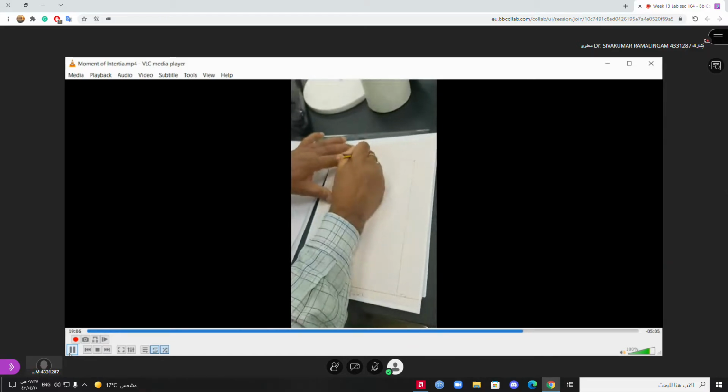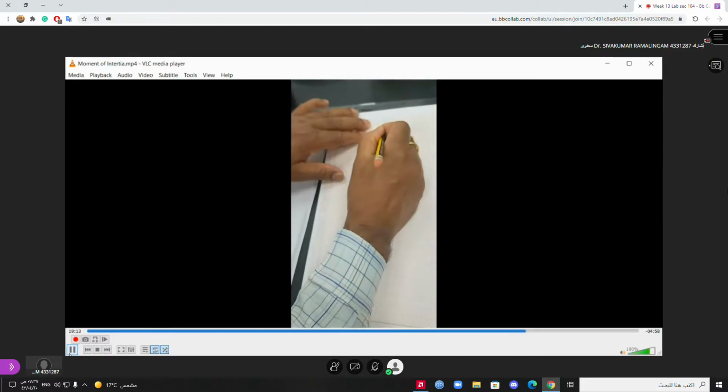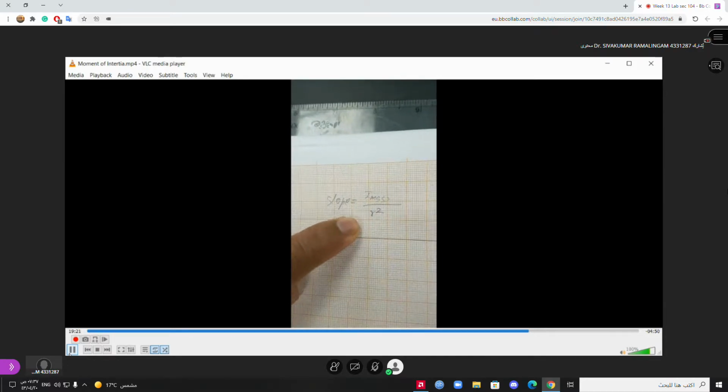And come to the graph, the meaning of the slope. The meaning of the slope is y quantity by x quantity. What is the y quantity? I mass by r square. I mass by r square is the meaning of the slope. Wherever I have I mass by r square, I can replace it with the slope.